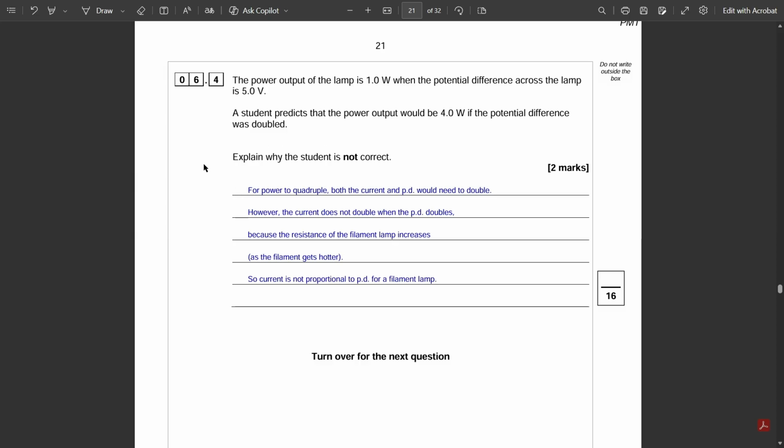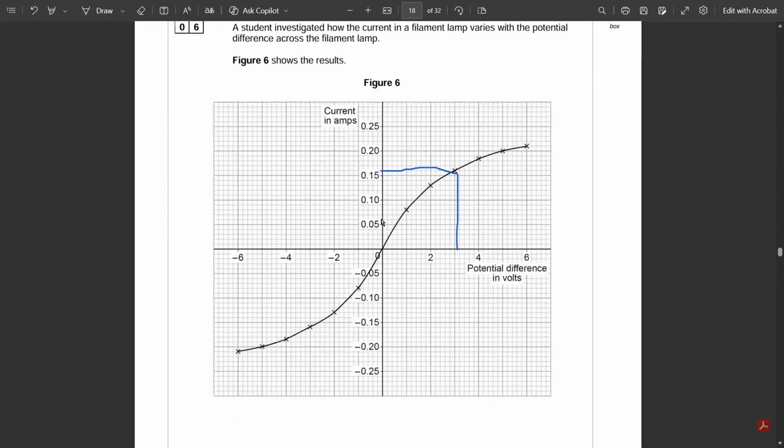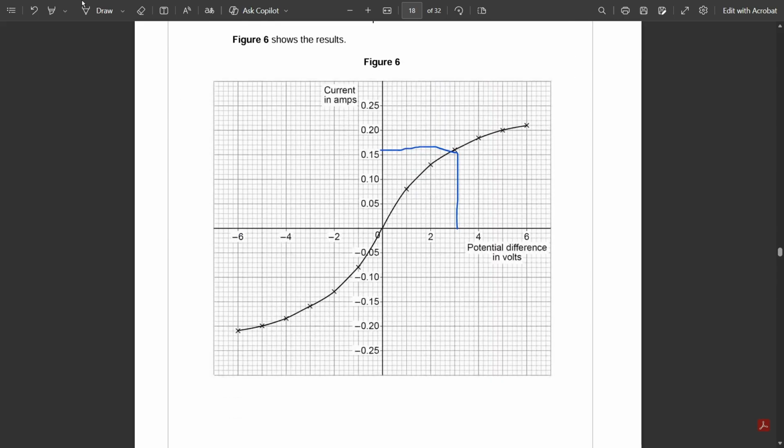Well, for the power to quadruple, both the current and potential difference would need to double. However, the current does not double when the potential difference doubles because the resistance of the filament lamp increases as the filament gets hotter. So current is not proportional to potential difference for a filament lamp. And if we go back to the figure at the beginning, we can see that it's not proportional. And if it were proportional, it would end up looking something like that. Obviously, a better diagram.